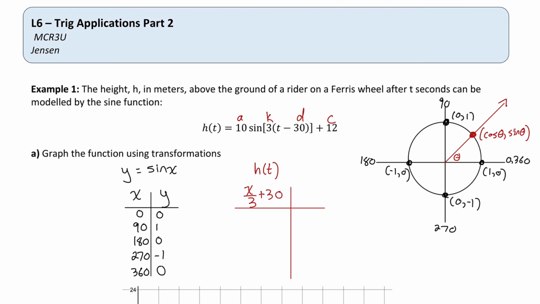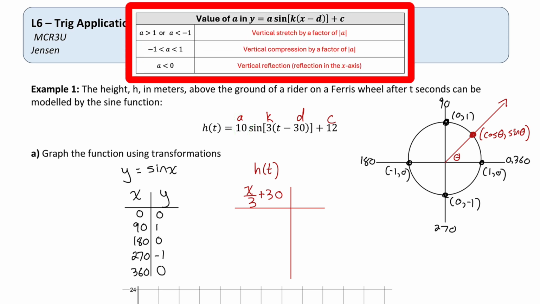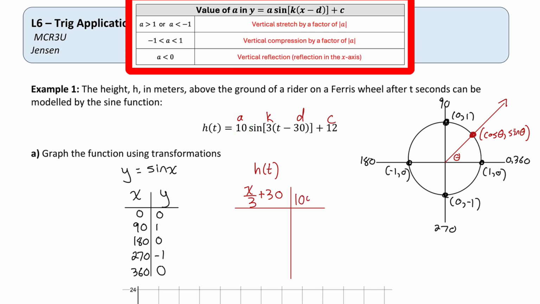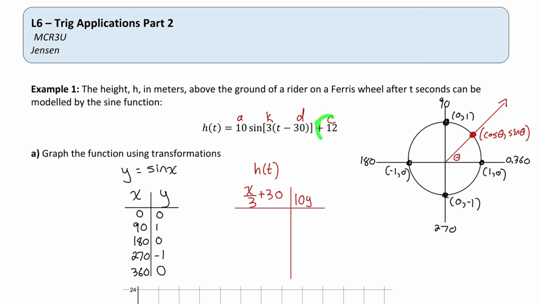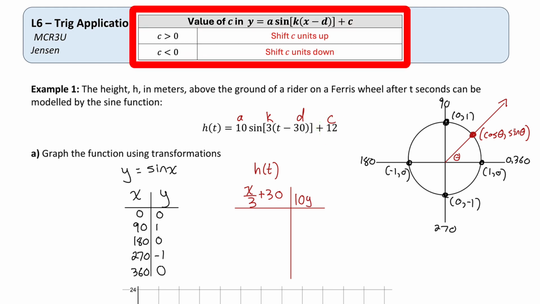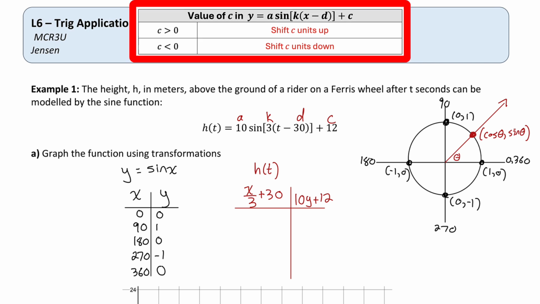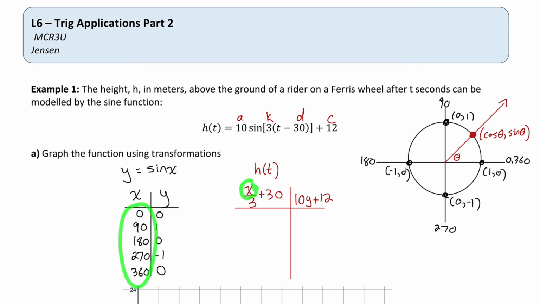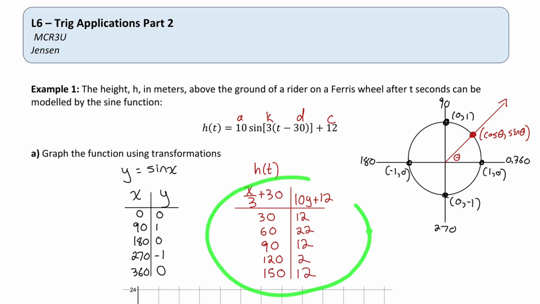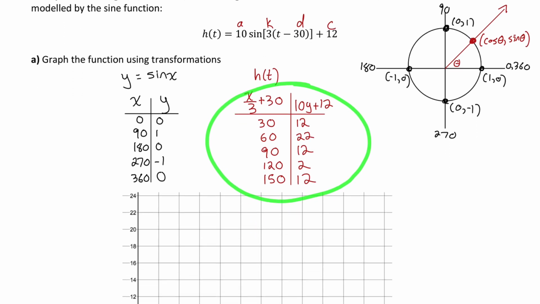to all the x's. And then for the y values, the a value of 10 does a vertical stretch by a factor of 10, so I would have to multiply all the y values by 10. And then the c value of 12 shifts it up 12, so I have to add 12 to the y values. I'll take all of these x values, sub them in for this x to get my transformed x values, and then I'll take each of these y values, sub them in for this y, and then calculate my new transformed y values. And now plotting all of these points will give me one cycle of my transformed function.